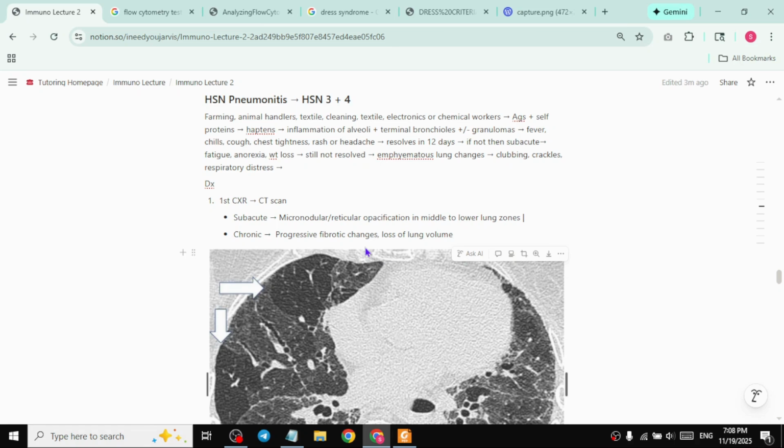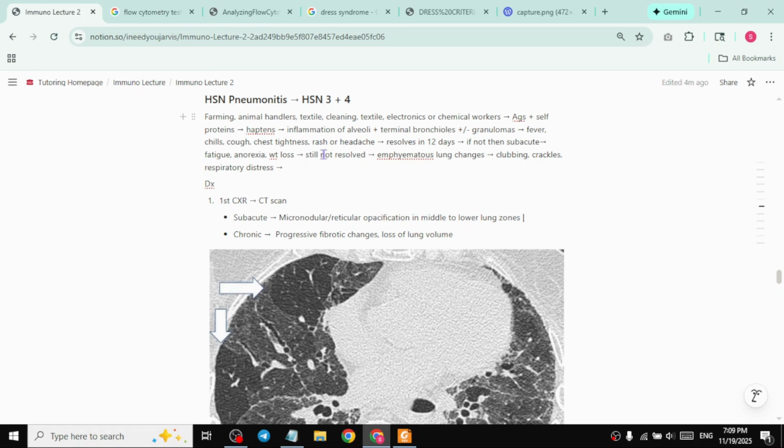Okay, where are you seeing this? Farming, animal handlers, textile, cleaning, electronics, chemical workers. Usually, people are just farming, right? But just remember, it can be seen in a multitude of occupations. You inhale something, and the antigens and the self proteins make the haptens, right? It's going to happen with anything. It's going to happen with drugs, with allergens, everything. Why? Because these things like to combine to proteins. That's it. And once they combine to proteins, they basically make foreign antigens.